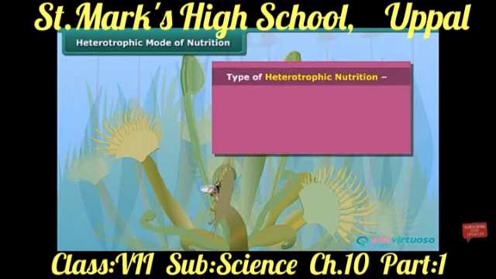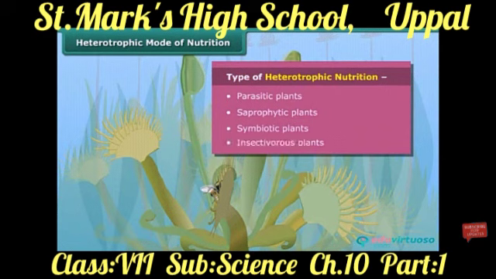There are 4 types of heterotrophic plants: parasitic plants, saprophytic plants, symbiotic plants, insectivorous plants. Now let's learn them one by one.